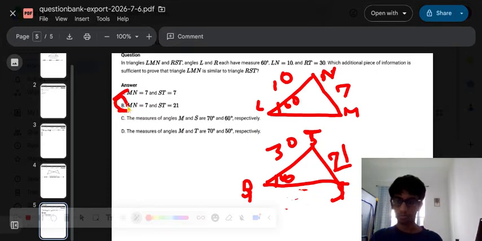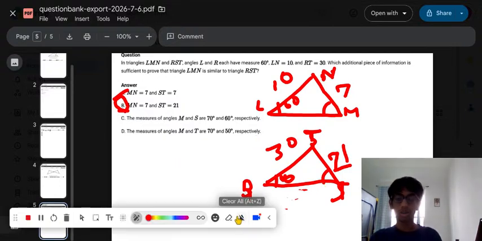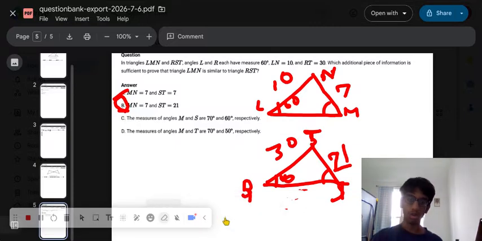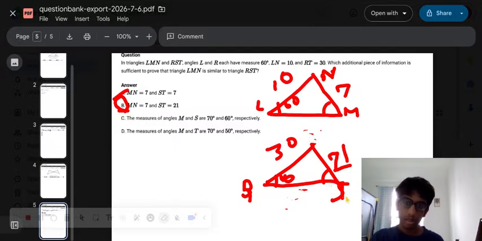In option choice C, it says the measures of angle M and S are 70 and 60 respectively. So if M is 70 and this is 60, they do not correspond. But say our initial thoughts were incorrect, and instead of this being T, this is actually S, and this is the actual T, like we were looking at earlier.